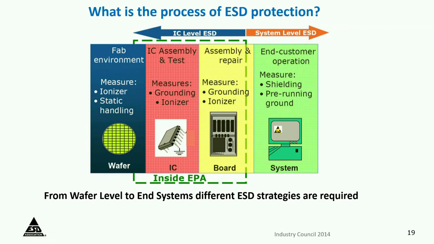There are other things like the antenna effects that do take place with long metal lines on wafers and so on. And then during the IC assembly and test, there are measures like grounding and ionizers. And then during assembly and repair, also grounding and ionizers. So those are done here. And then at the end customer, shielding and grounding.